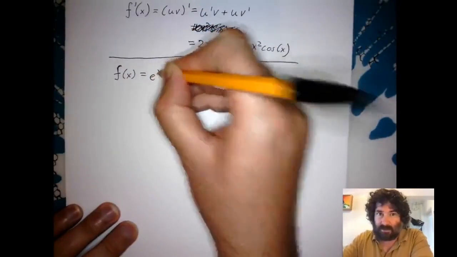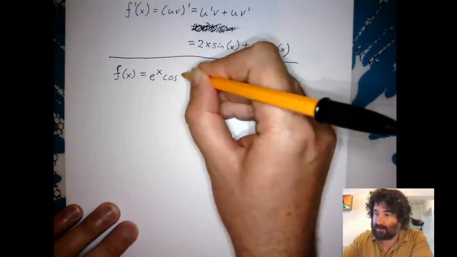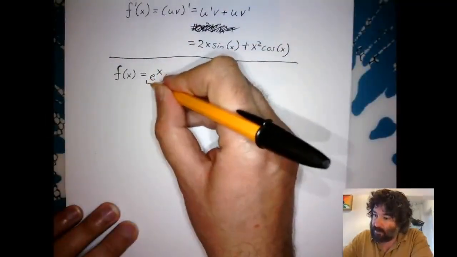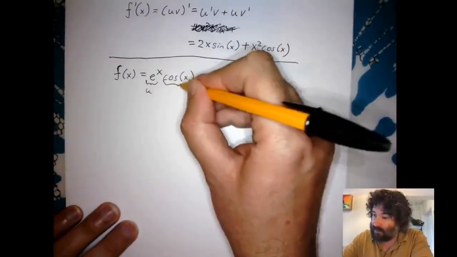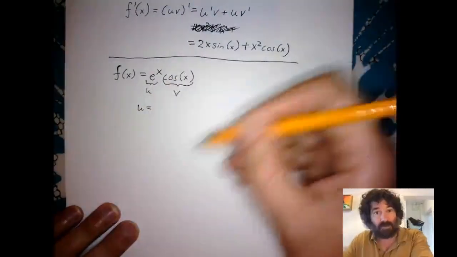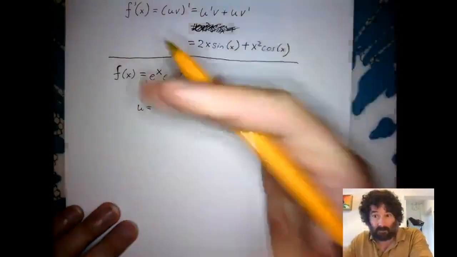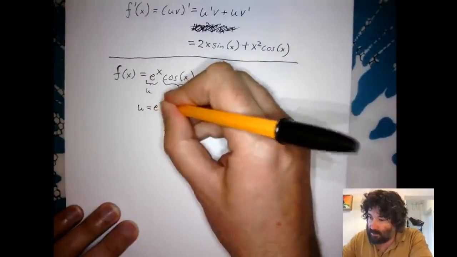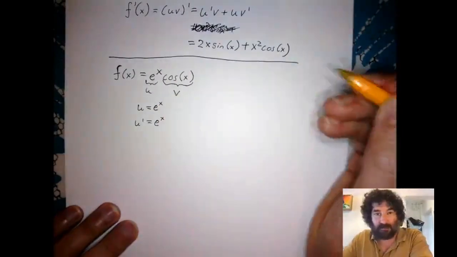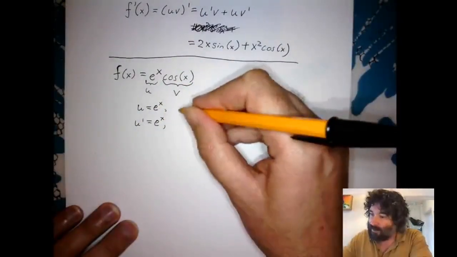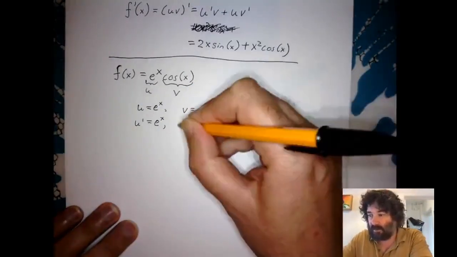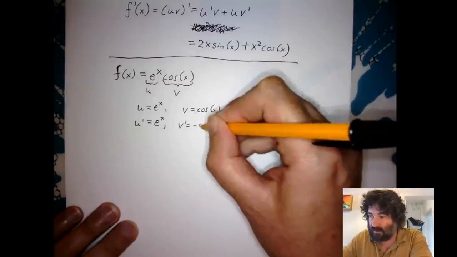e to the x times cosine of x. Well, the function u in this case will be e to the x. The function v will be cosine of x. And we know the derivatives of those from the table that you have to memorize. The derivative of e to the x is e to the x again, an easy one to remember. And v is cosine of x. The derivative of cosine of x is negative sine of x.